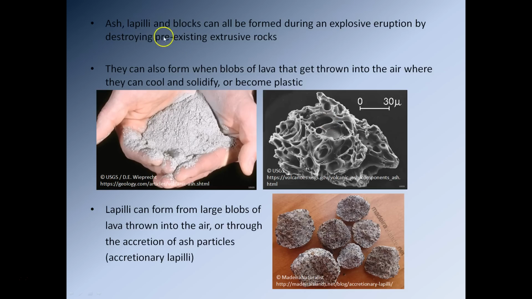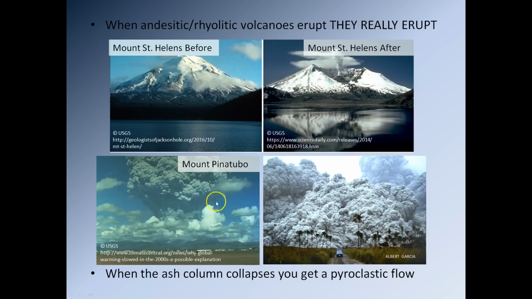So ash and Pelean blocks can be formed during an explosive eruption by destroying pre-existing rocks. That's pretty logical. However, they can also be formed when blobs of lava get thrown into the air where they cool and solidify. So if you imagine this Pelean column here, it has a temperature of somewhere in the region of, once again, 750 to about 900 Celsius. So it's actually very, very hot inside this Pelean column.